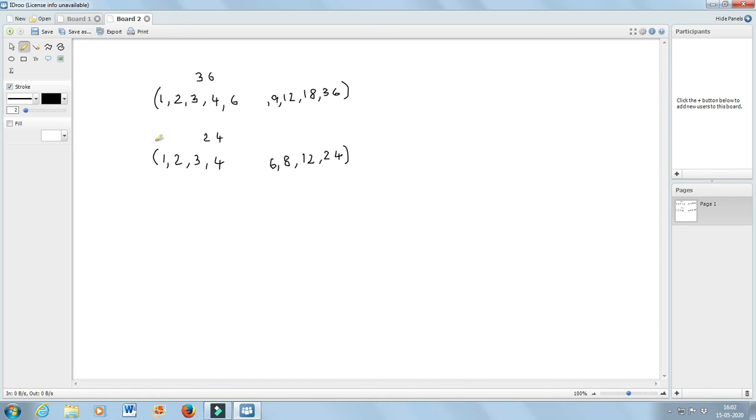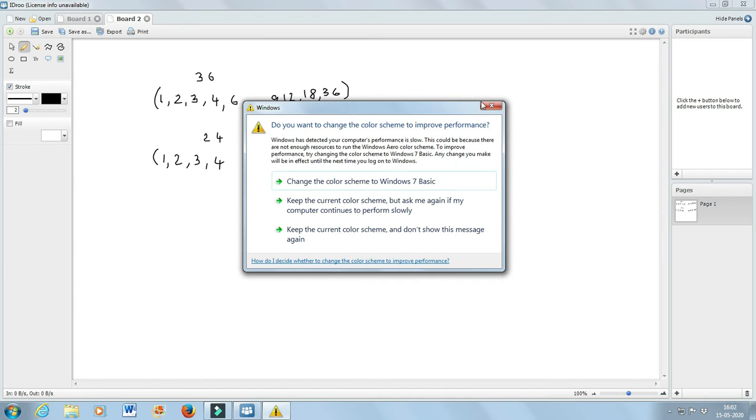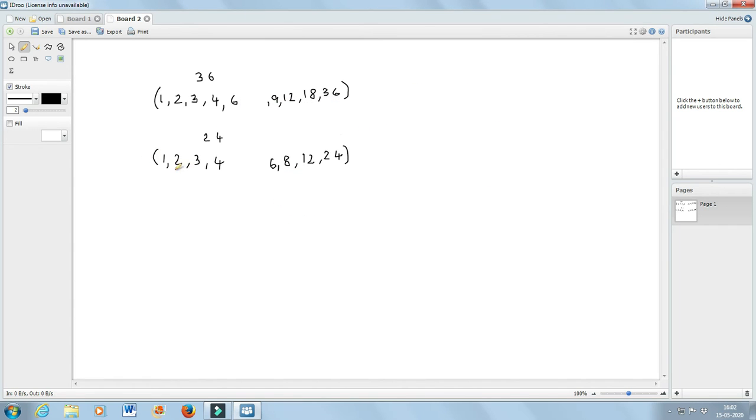Now I find that in the set of factors of 36 and the set of factors of 24, there are several common numbers. For example, 2 is a common factor, 3 is a common factor, 4 is also a common factor, and 6 is also a common factor. And beyond that, there is 12 which is a common factor. So which one is the greatest common factor? We can definitely say that 12 is the greatest common factor.